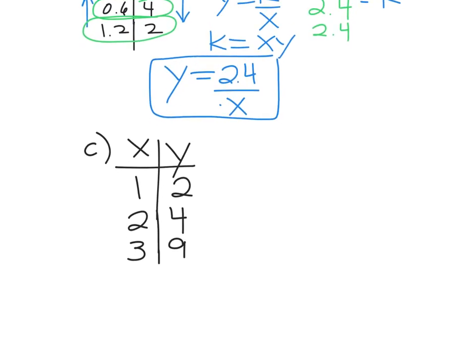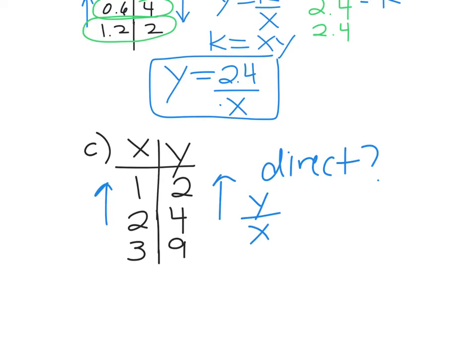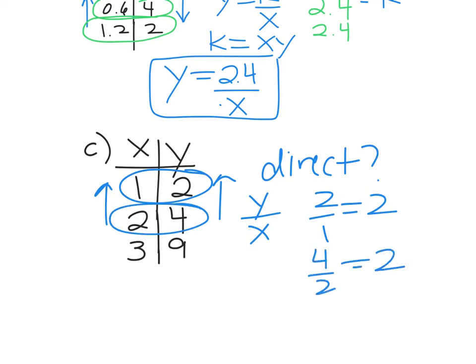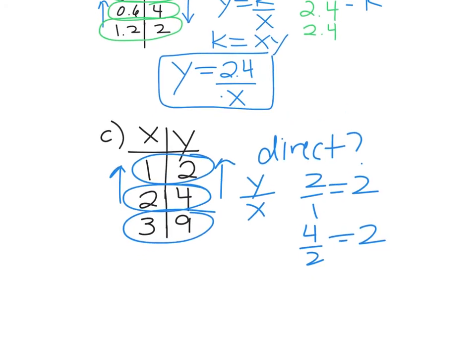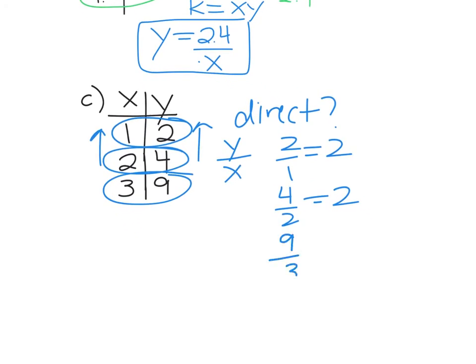Okay. So this looks to me like a direct variation. These are increasing and those are increasing. And so I'm thinking direct. Well, I know with direct, all of their proportions have to be equal. So I start off by finding all of the y over x's for all of these. So 2 divided by 1 is 2. 4 divided by 2 is 2. But 9 divided by 3 is what? 3. That's not good. So this is no bueno. This one is neither.